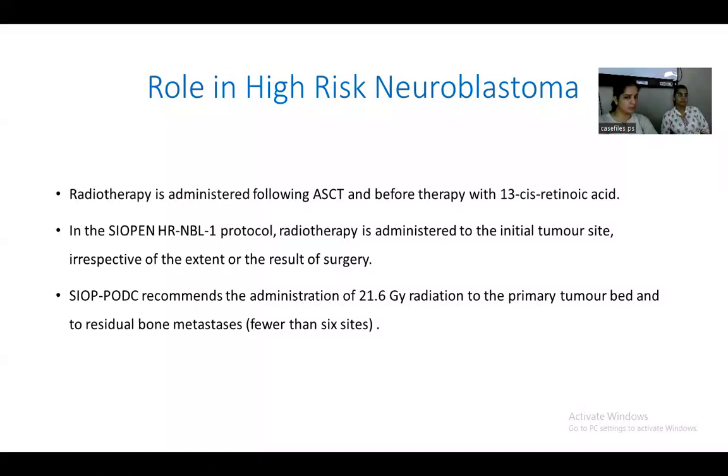In the SIOPEL protocol, radiotherapy is administered to the initial tumor site irrespective of the extent and the result of the surgery. SIOP and COG recommend the administration of 21.6 gray radiation to the primary tumor bed and to the residual bone metastases, which are fewer than 6 sites.